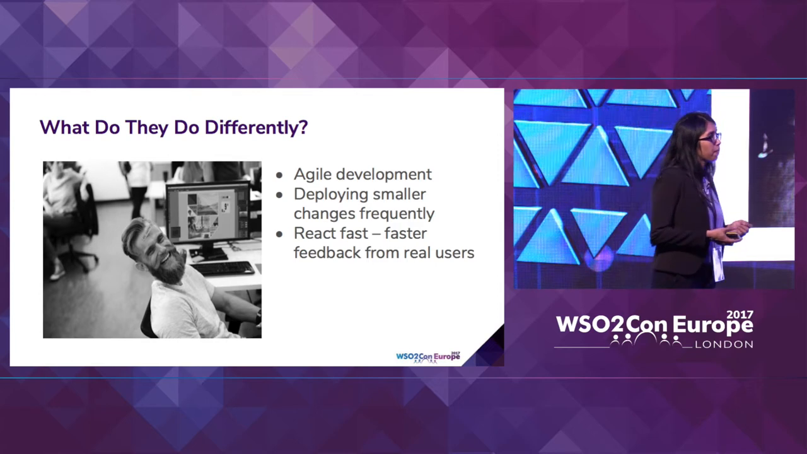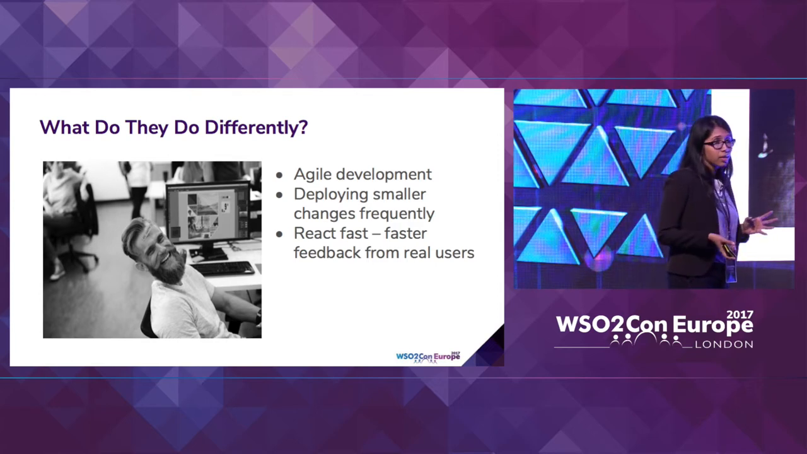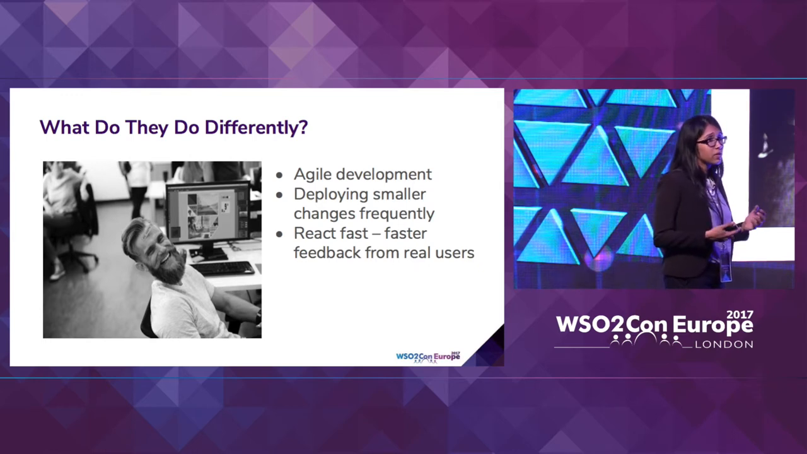They all, among other things, frequently and iteratively deliver software. They follow agile methodologies. They deploy smaller changes frequently, and they react fast so that they can get feedback from real users, right? So what they do is the changes go to the customers, the real users, and they get the feedback.